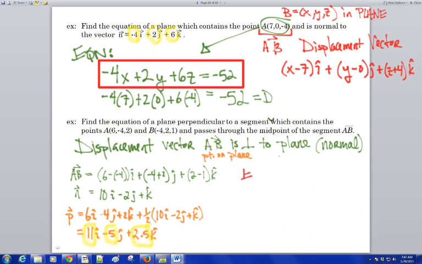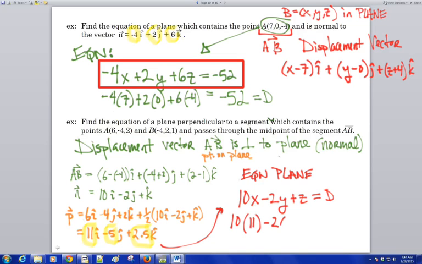Those become your equation, and you take those values into your x, y, and z points, because that is your position vector, those are your coordinates, and that gives you your d value, which then gives you your equation.